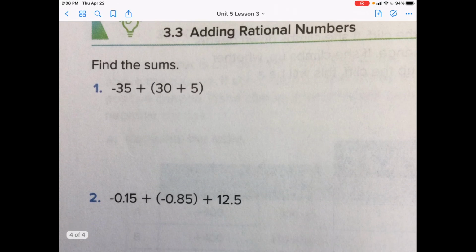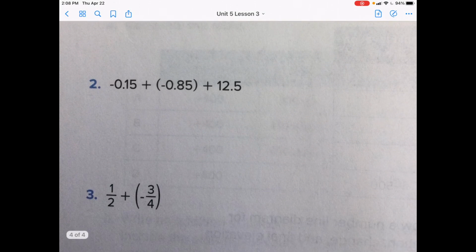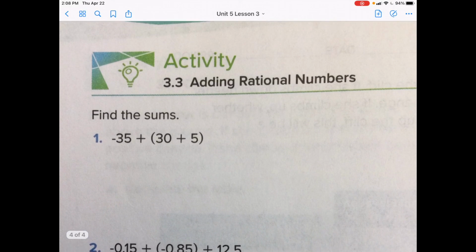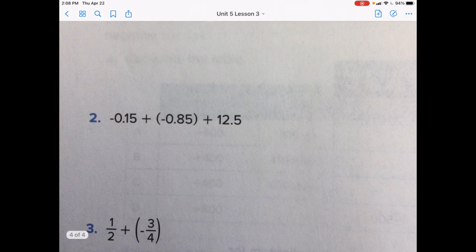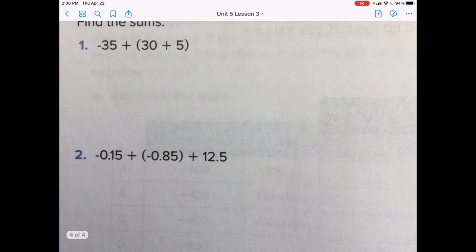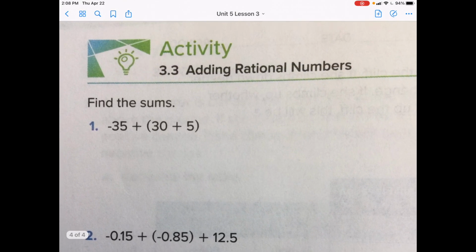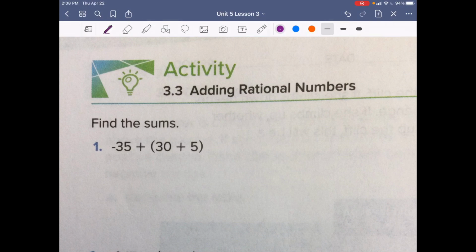So the next page, we're going to be finding the sums. There are 3 quick questions. I want you to pause the video and take a moment to see if you can solve this on your own. Welcome back.